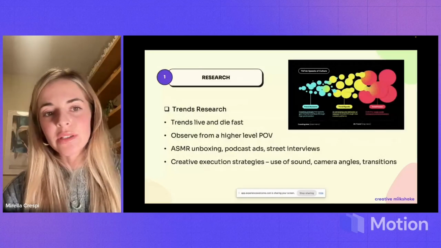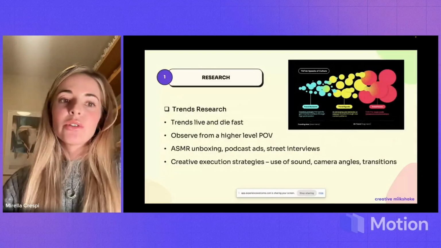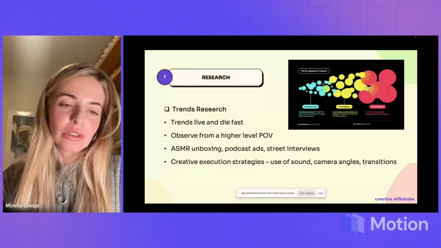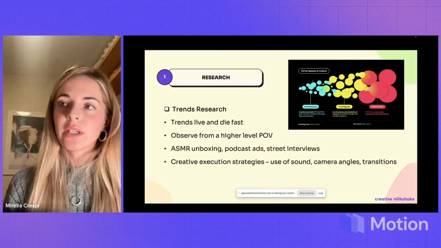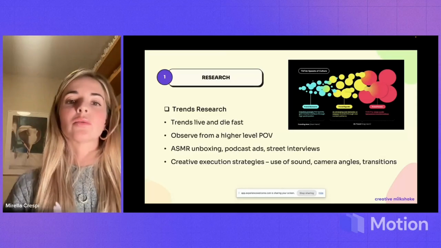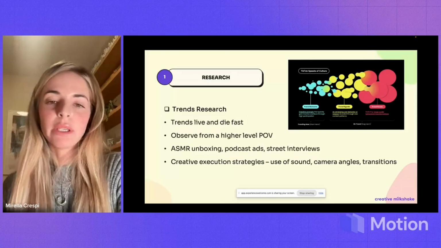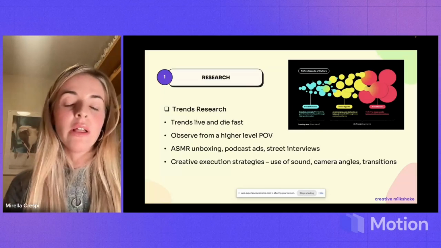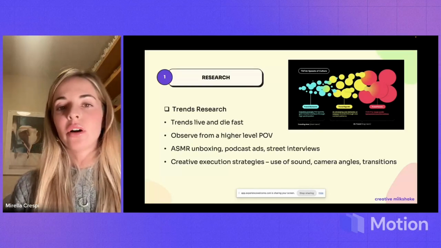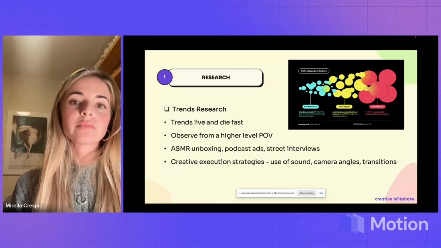So the last one is trends research. Trends live and die fast. So from our perspective, we don't really put a lot of time and effort into trying to recreate and jump on trends, because at the end of the day, our goal is to create ads that will scale, that are more evergreen, and that have a longer lifespan.